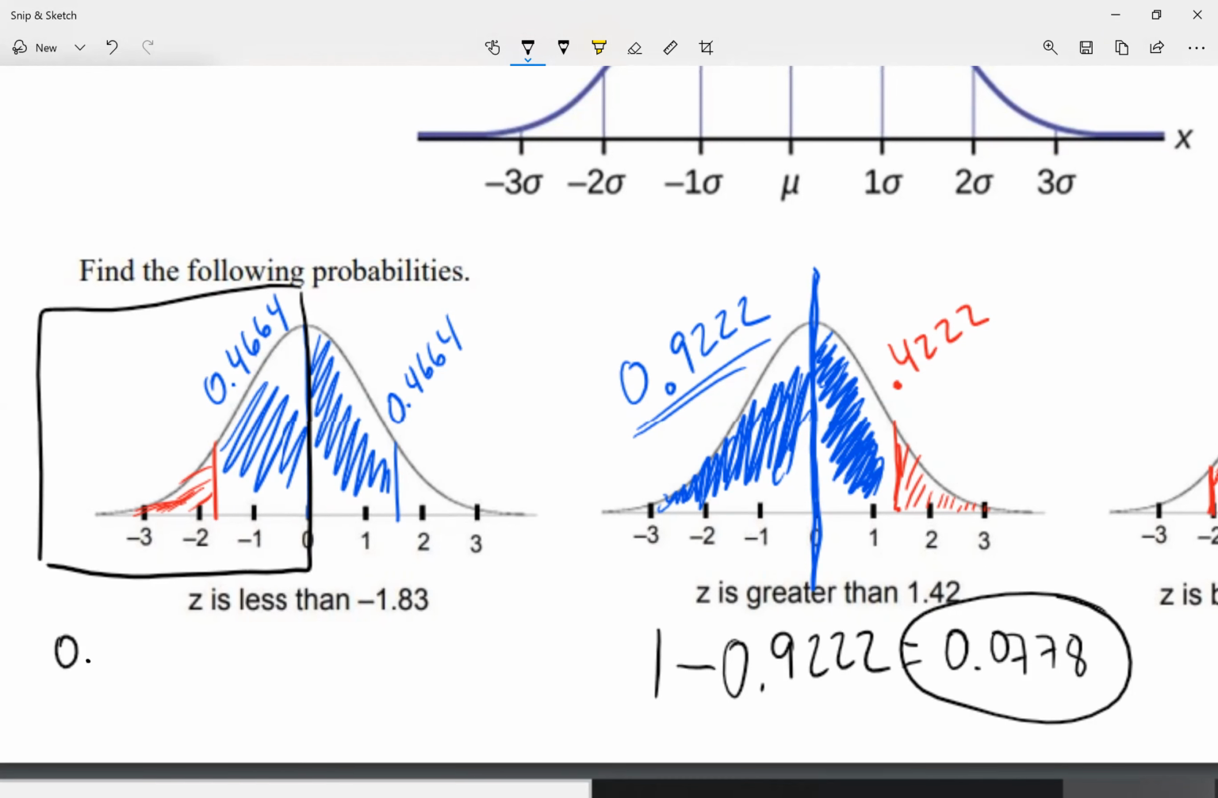So I'm going to go 0.5 minus, I'm interested in the red, so let me subtract the blue. 0.5 minus 0.4664, and that's going to be my answer. Let me use a calculator if necessary. So that's going to give me 0.0336. Okay, that's not that bad.